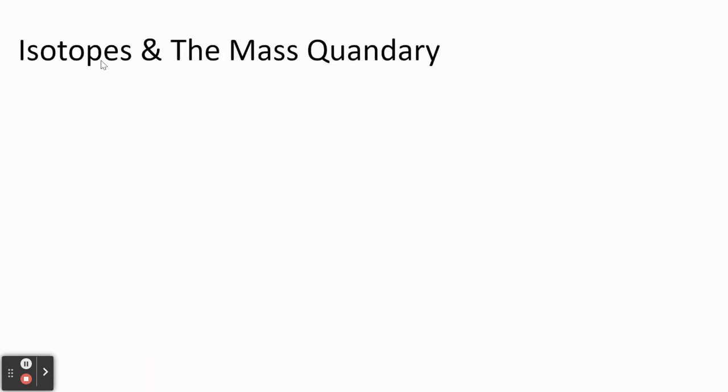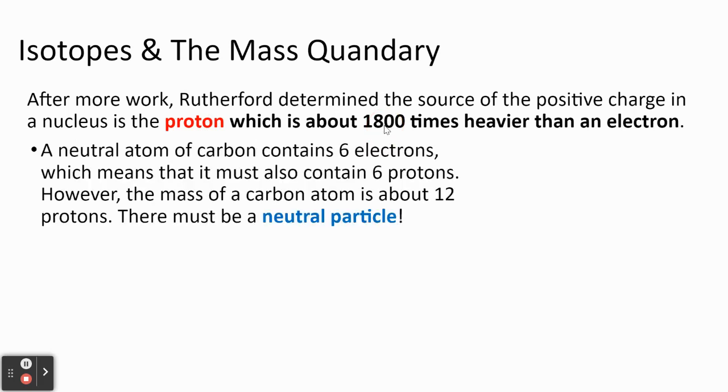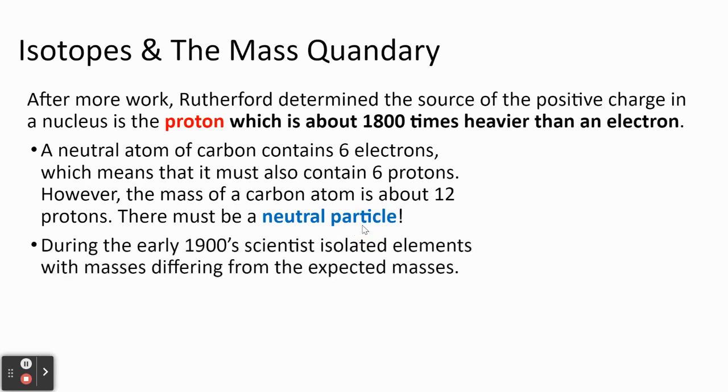Now, when we talk about isotopes and the mass quandary, after more work, Rutherford determined the source of the positive charges in the nucleus was a proton, and that the proton is 1,800 times heavier than an electron. And when we look at a neutral carbon atom, it contains 6 electrons and 6 protons. But the mass of that carbon atom is about equal to 12 protons. So there must be some neutral particles that add mass without charge in an atom.